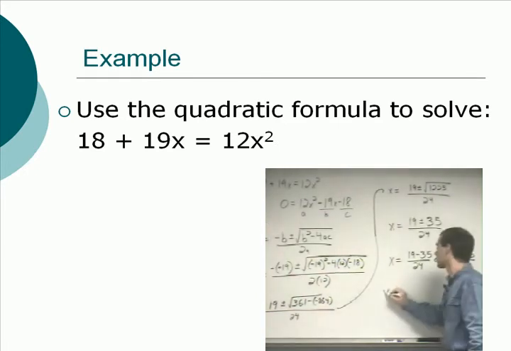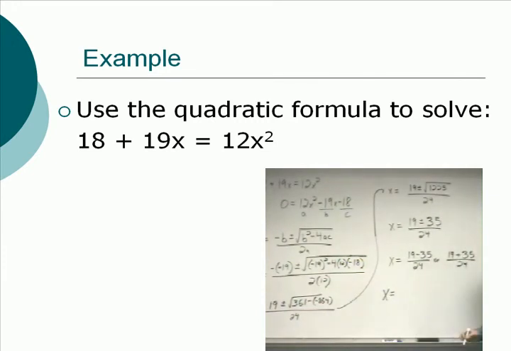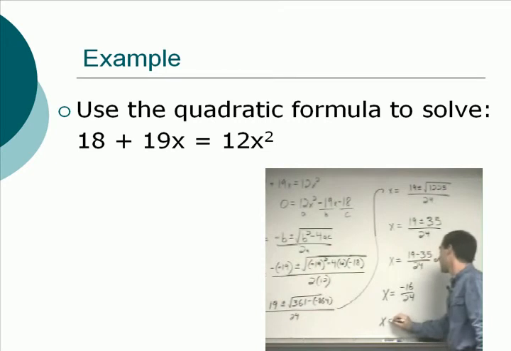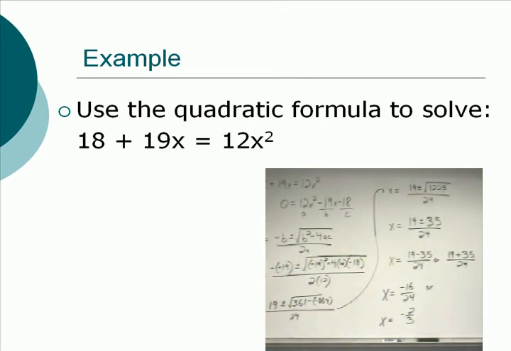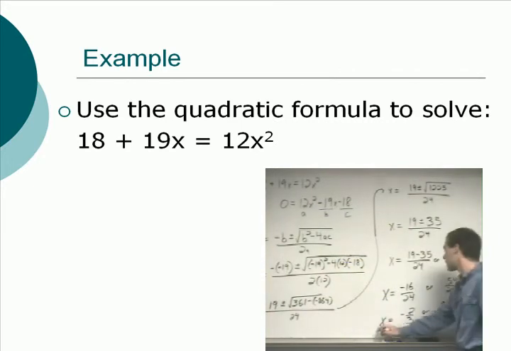The first one, 19 minus 35. That's negative 16 over 24, which simplifies to negative 2/3. There's one solution. And the other one, 19 plus 35, that's 54 over 24. And that will reduce, they both divide by 6, and we end up with 9/4. So there they are. Those are our two solutions.